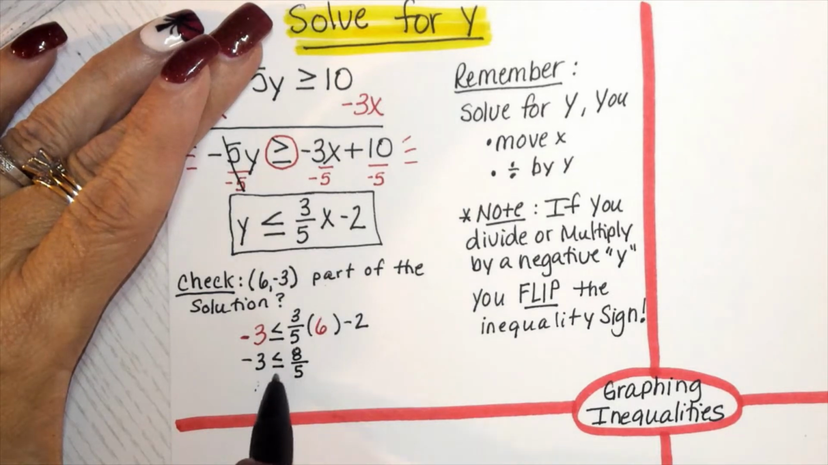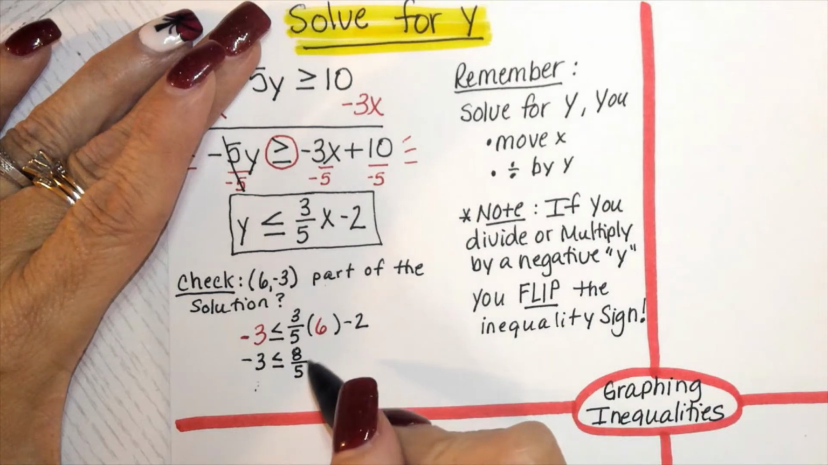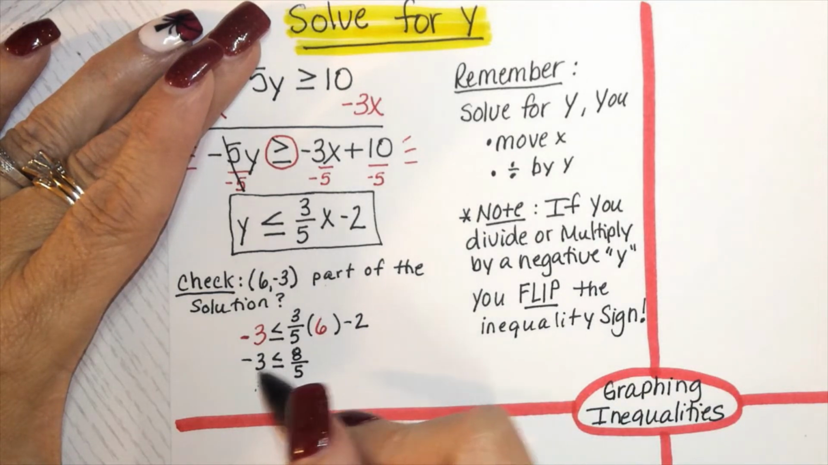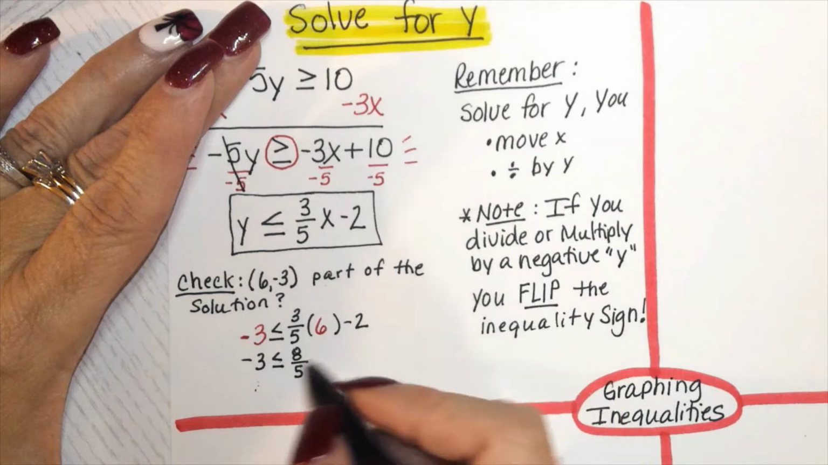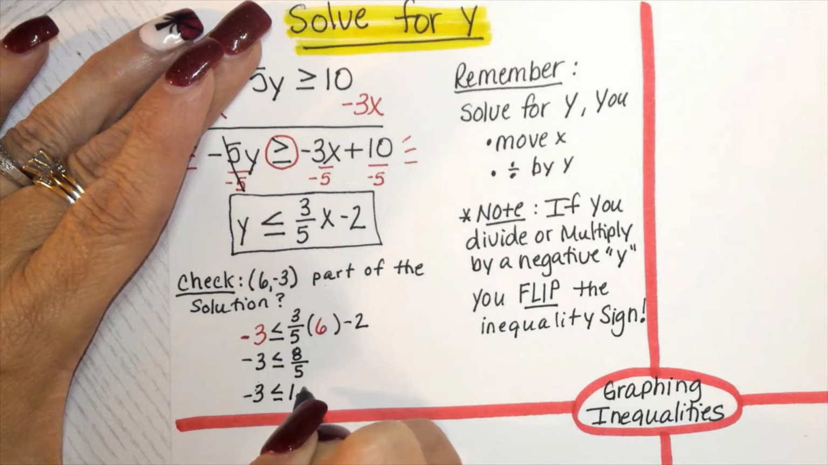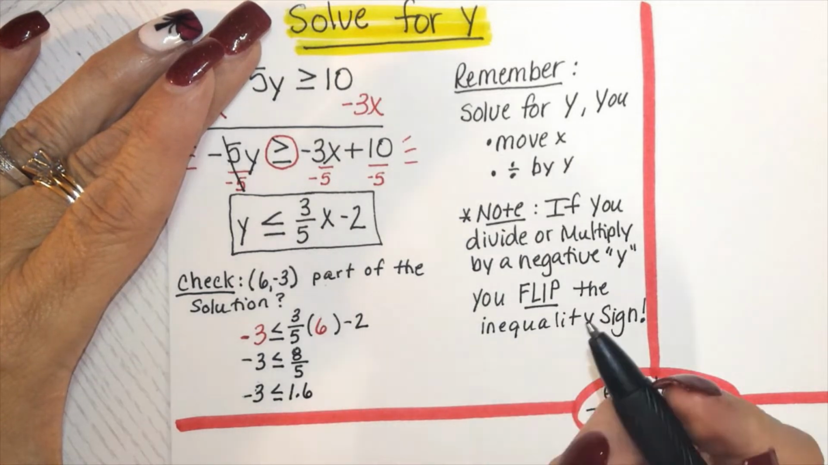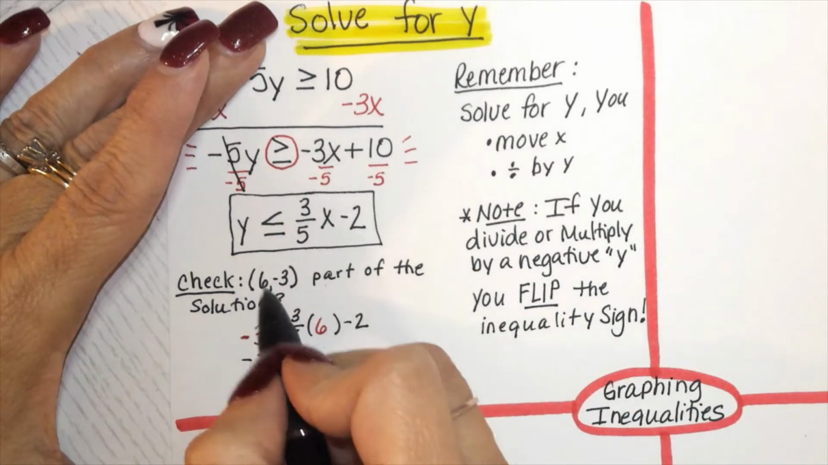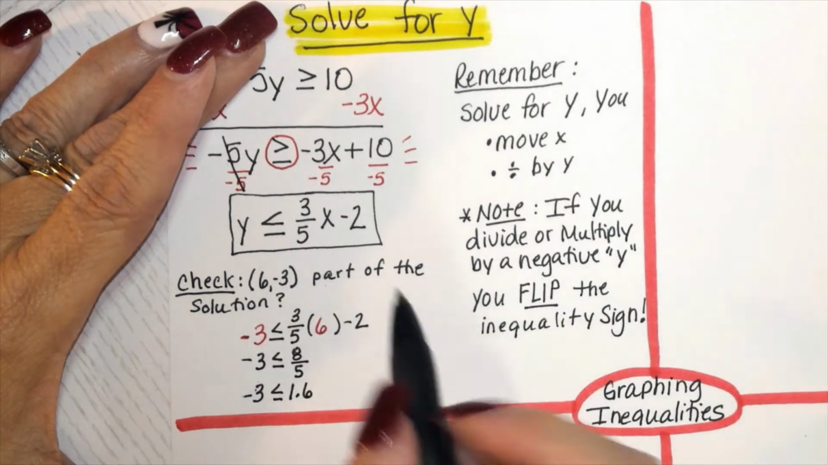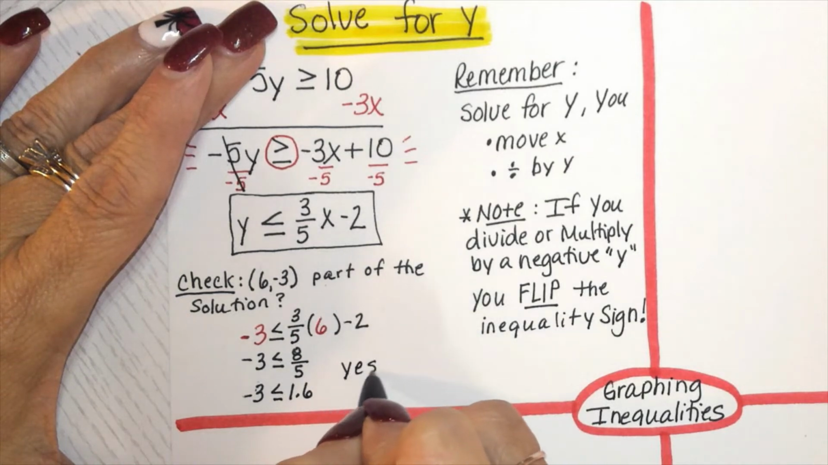And I'm going to say this is 8 over 5. Is negative 3 less than or equal to 8 over 5? Well, I don't really know what 8 over 5 is, but I do know it's a positive number, and this is a negative number. And so it's going to be bigger than that. I believe it is negative 3 is less than or equal to 1.6 if you put that into a decimal. And so, yes, that is true. And so I would come back up here and say, is 6, negative 3 part of the solution? And the answer is yes, it is.